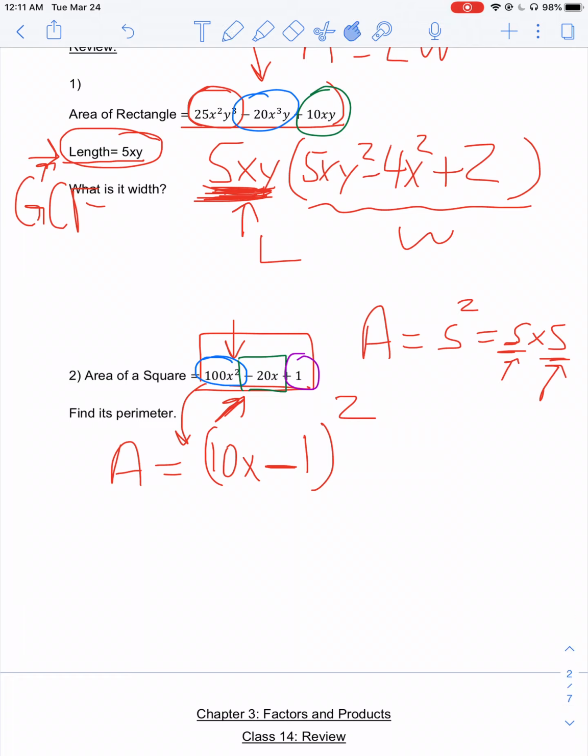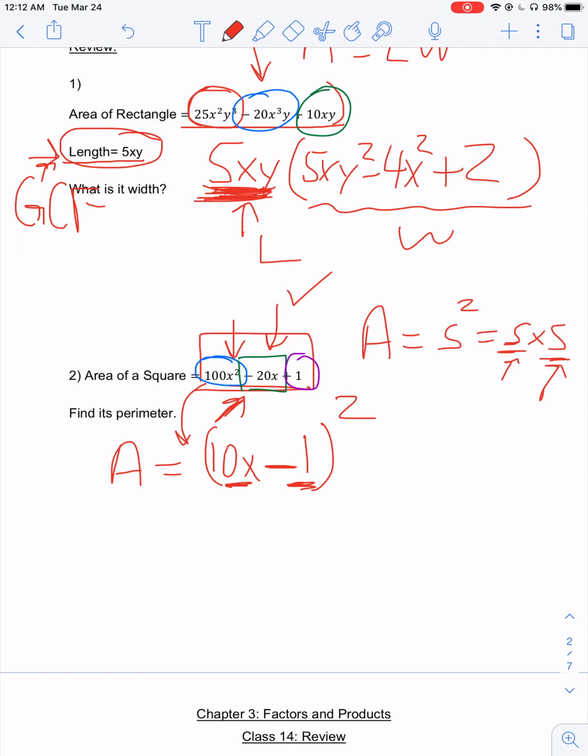And now the last thing that you want to do is to check. Okay, so check, does 10x times minus 1, which is minus 10x, times 2 give you 20x? And the answer is yes. So that means you've done this correctly.